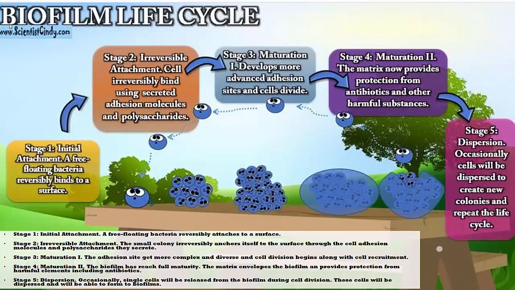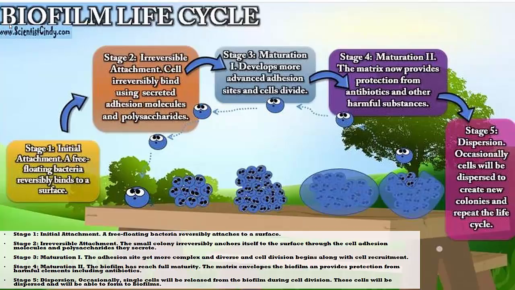Stage 3 is maturation 1. The adhesion sites get more complex and diverse, and cell division begins along with cell recruitment. Stage 4 is maturation 2. Here, the biofilm has reached full maturity. The matrix envelops the biofilm and provides protection from harmful elements, including from antibiotics.